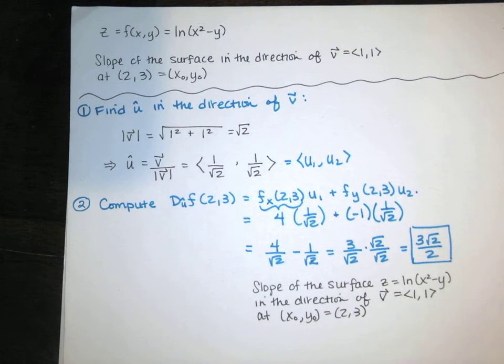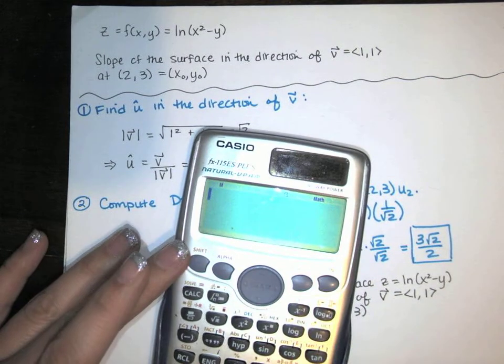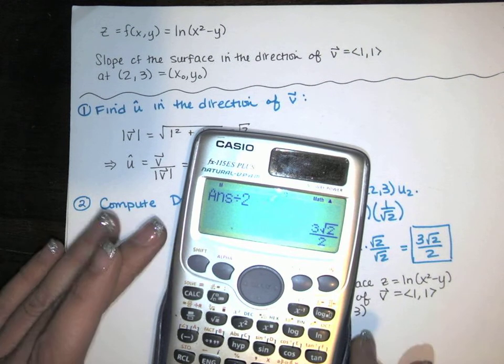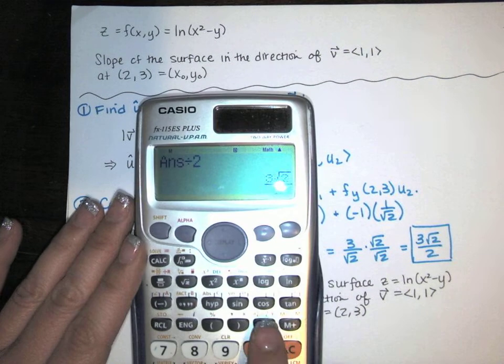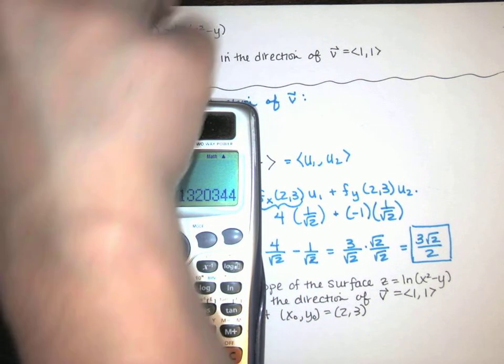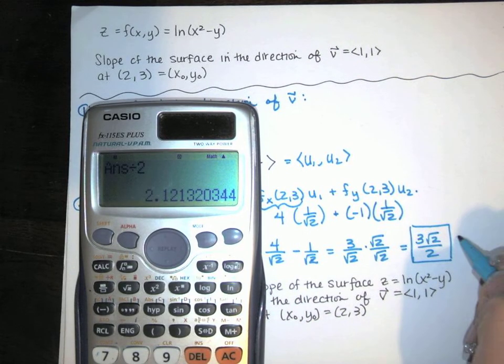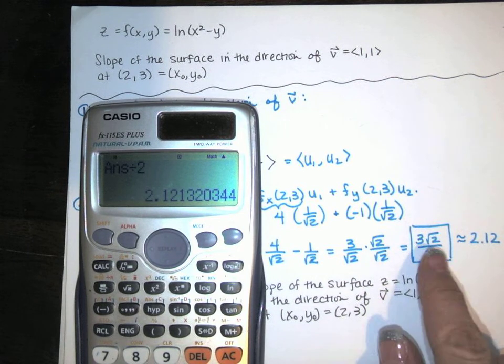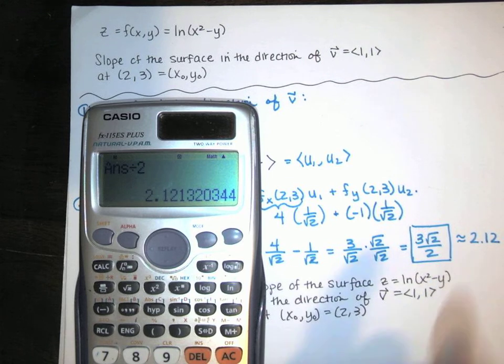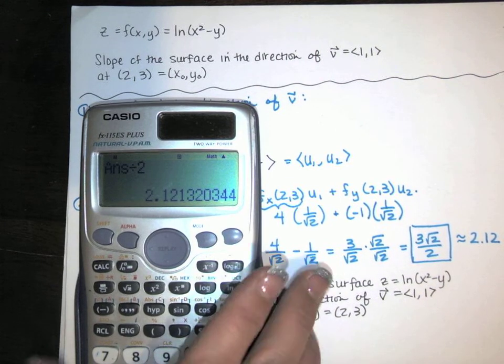Now I wanted to get a calculator out so that I could approximate this. I've got 3 times root 2 divided by 2. My calculator's nice. It gives me exact answers. Press this little SD button. Ooh, that's a glare, to get a decimal approximation. So we've got approximately 2.12 as an approximation. So as we go 1 unit in this direction, the z values on the surface go up by about 2.12 units. Okay.